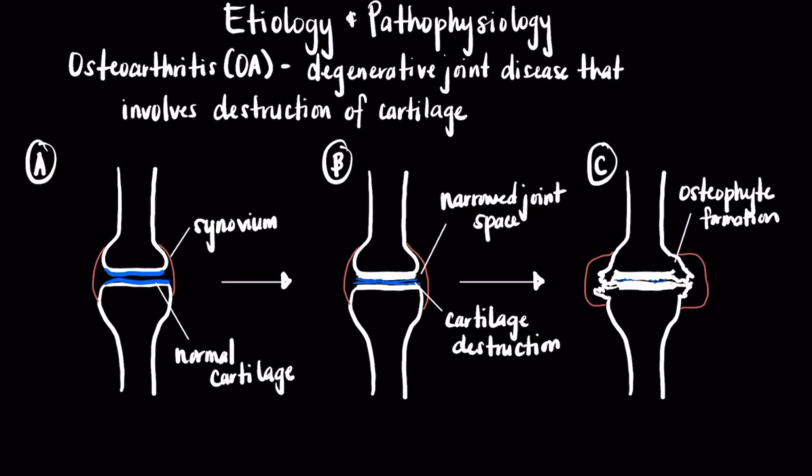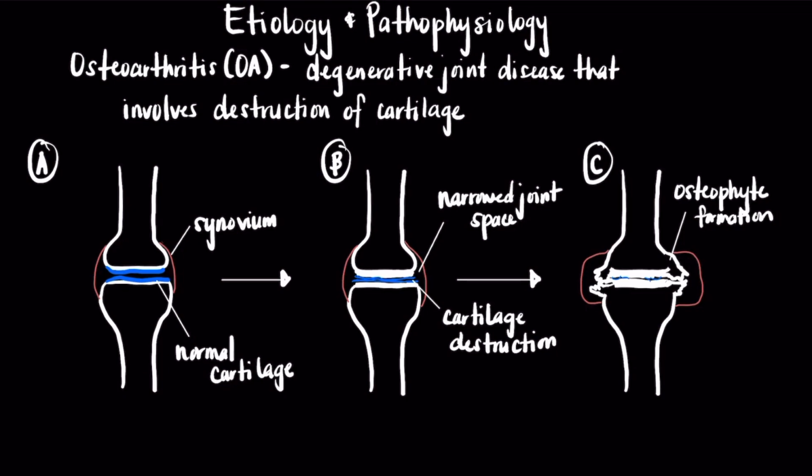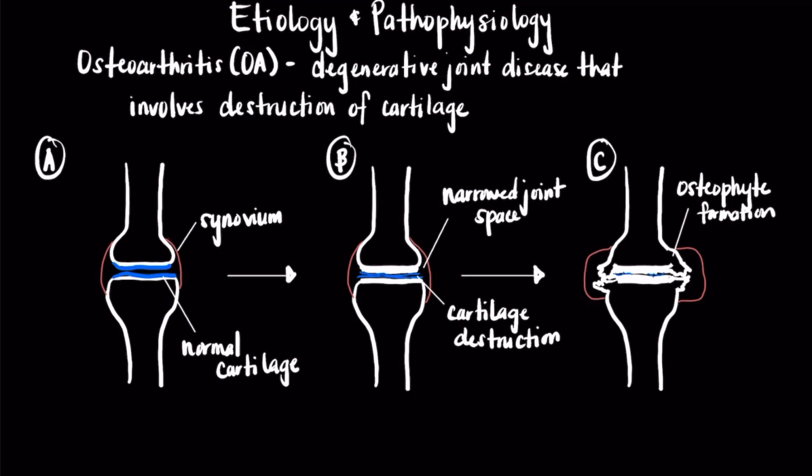So osteoarthritis is a progressive degenerative joint disease that involves destruction of cartilage as a result of repeated stress. It's important to note that this disease is both asymmetrical and non-inflammatory, which is a distinguishing factor between rheumatoid arthritis and osteoarthritis. Part A shows normal cartilage in the joint space. However, as the joint experiences repetitive stress over time, the joint space starts to narrow due to the erosion of the cartilage, illustrated in Part B. As the joint experiences further mechanical stress, bone spurs will start to form, which are called osteophytes, as illustrated in Part C of the diagram.